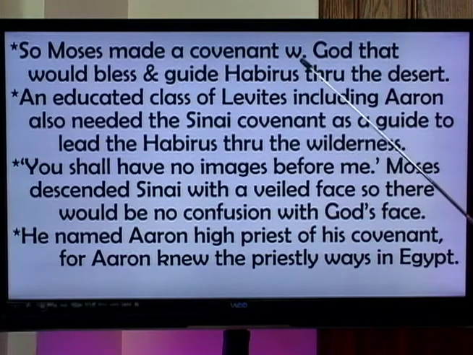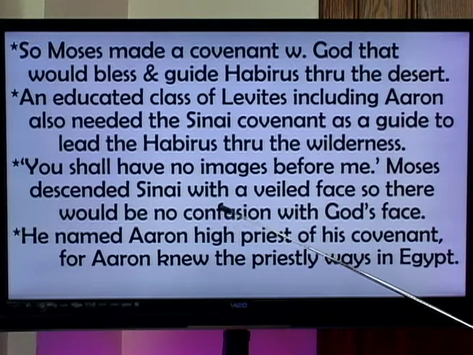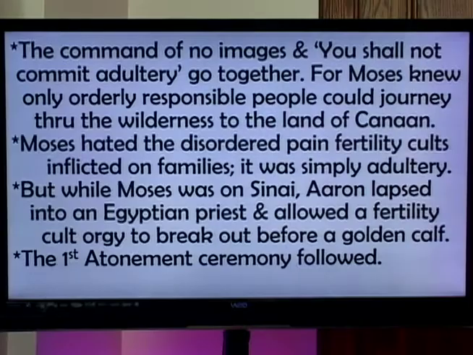So Moses made a covenant with God that would bless and guide Habirus through the desert wilderness. An educated class of Levites, including Aaron, also needed the Sinai covenant as a guide to lead the Habirus through the wilderness. Now the first command, you shall have no images before me. Moses descended Sinai with a veiled face so there would be no confusion with God's face. He was not God. And he named Aaron high priest of his covenant, for Aaron knew the priestly ways in Egypt and could not be confused with God. We go on to our next screen and we continue reading.